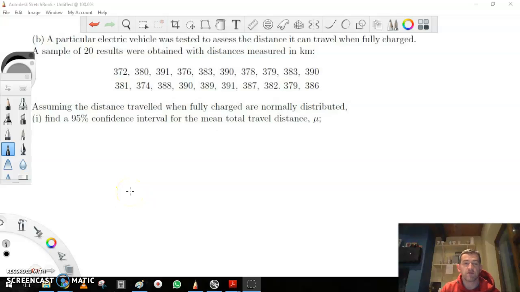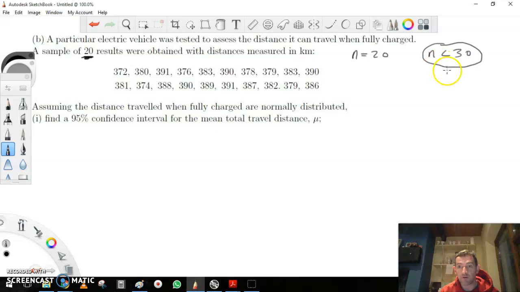Right, a particular electric vehicle was tested to assess the distance it can travel when fully charged. A sample of 20 results. Right, so n equals 20. So n is less than 30. That's the magic number when it comes to stats and the formulas, right? Because if it's less than 30, we use one formula, and if it's greater than 30, we use a different formula. So these are the distances in kilometers that these 20 cars went, or whatever they are.